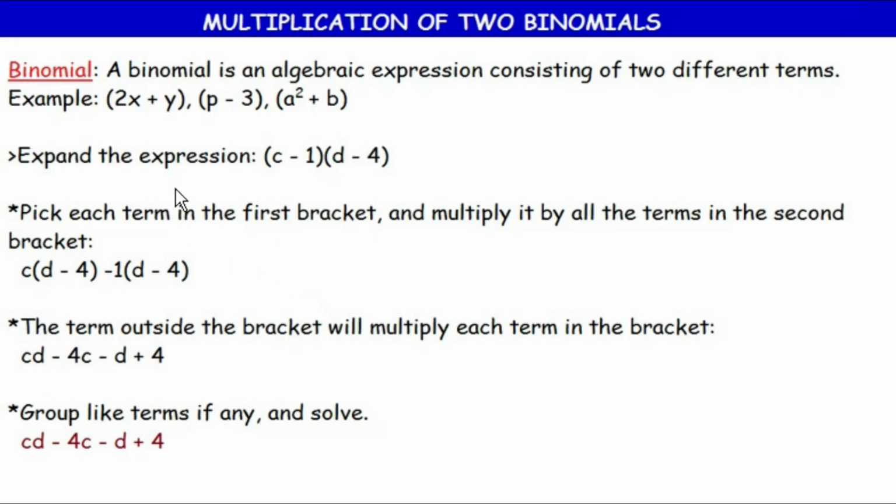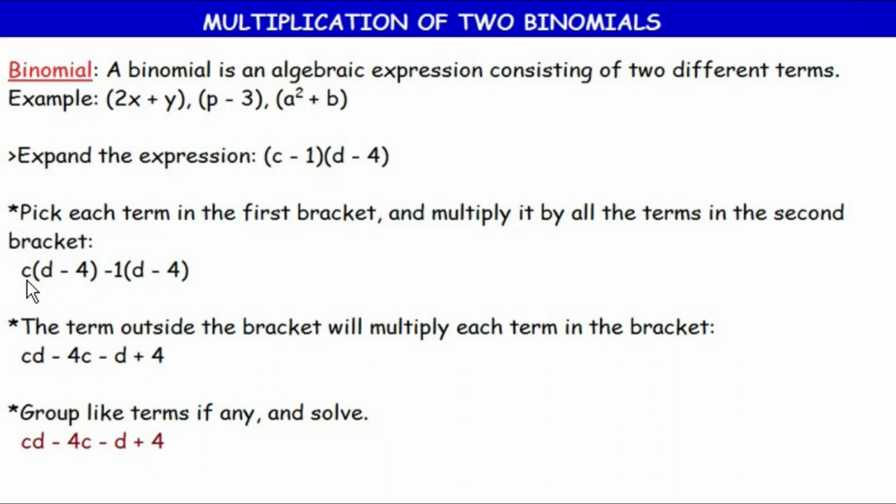So let us now look at how we can multiply 2 binomials. Assuming we are to expand the expression c minus 1 in one bracket, multiplying the expression d minus 4. So this is one binomial multiplying another binomial. What you are going to do is pick the first term in the first bracket and multiply by the second bracket. Afterwards, you pick the second term in the first bracket, and then multiply by the same second bracket. So in effect, you are going to have c multiplying the expression d minus 4, and then the minus 1, which is the second term, multiplying the same expression d minus 4.